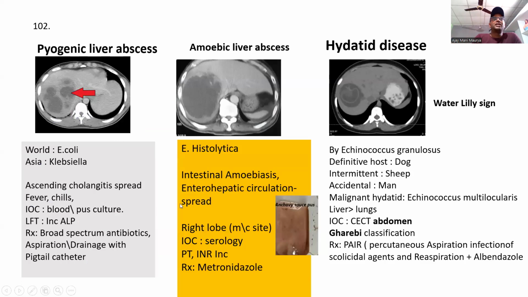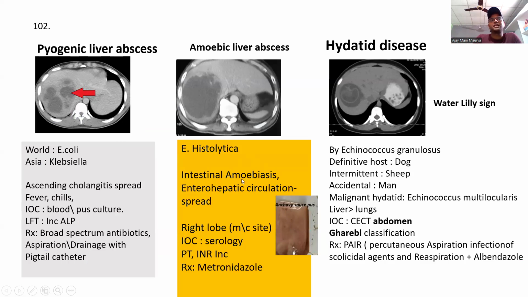Please remember this one: pyogenic liver abscess, amoebic liver abscess, and hydatid disease. Pyogenic liver abscess is caused by the worldwide E. coli, Klebsiella, and please remember this one, Entamoeba histolytica causes amoebic liver abscess. You will see the anchovy sauce pus.